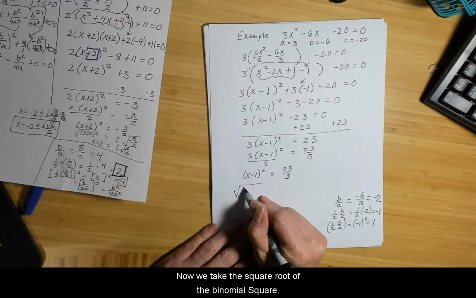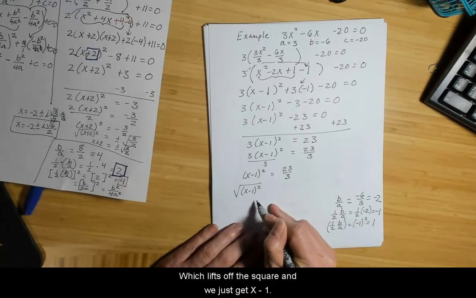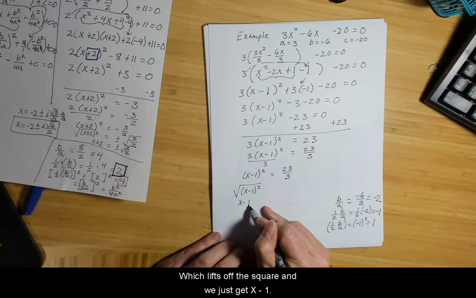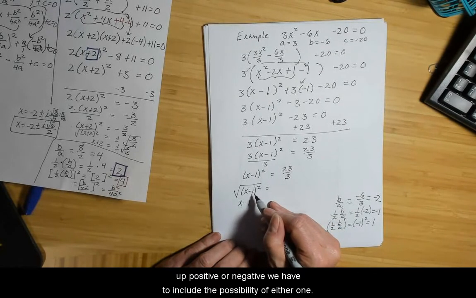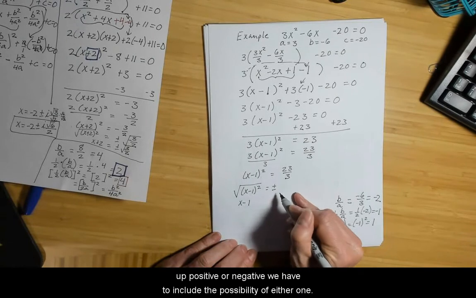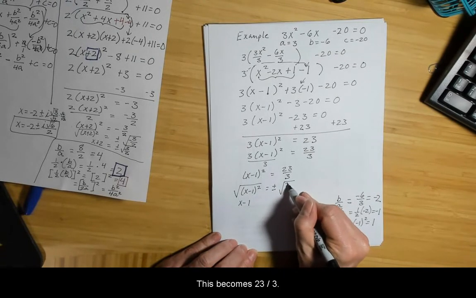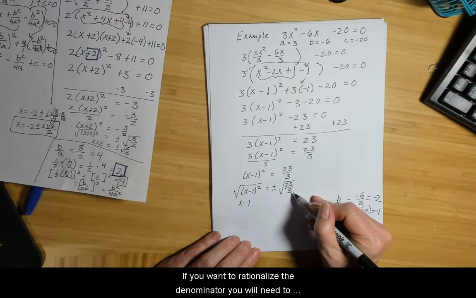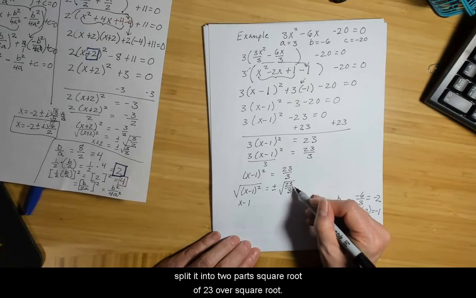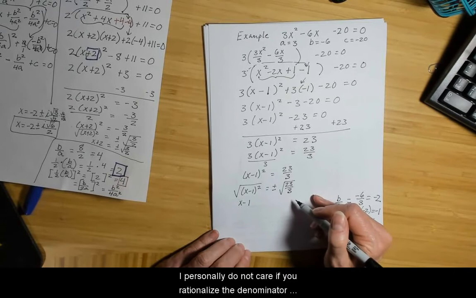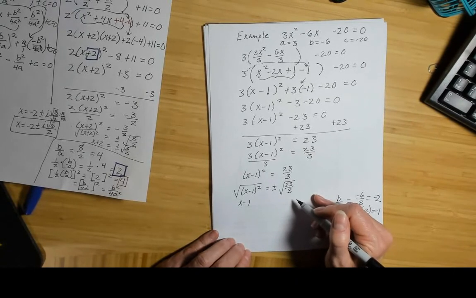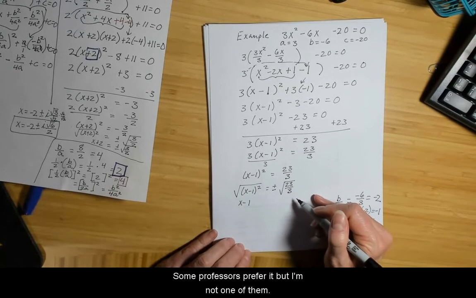Now we take the square root of the binomial squared, which lifts off the square, and we just get x minus 1. On the right, because we don't know if x minus 1 ended up positive or negative, we have to include the possibility of either one. And this becomes the square root of 23 over 3. If you want to rationalize the denominator, you will need to split it into 2 parts, square root of 23 over square root of 3. I personally do not care if you rationalize the denominator, and I will not require it. Some professors prefer it, but I'm not one of them.